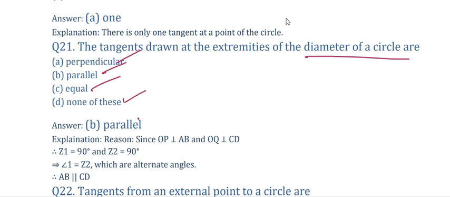Parallel. Okay, always parallel. The tangent drawn at the extremities of the diameter of the circle is always parallel. Explanation: draw OP perpendicular to AB and OQ perpendicular to CD, and angle 1 equal to angle 2 equal to 90 degrees. So angle 1 equal to angle 2, which are alternate angles. So AB parallel to CD, right?